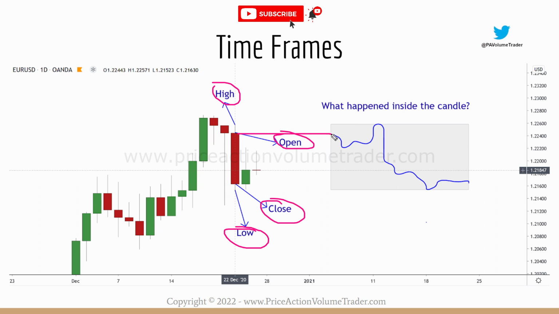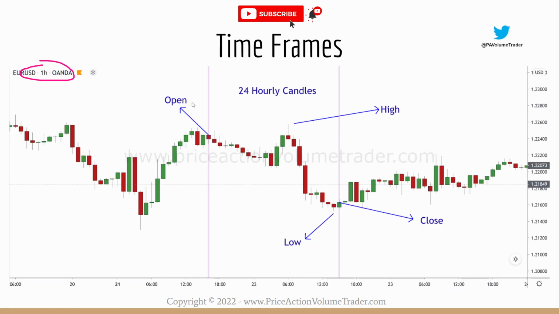You know, we opened at this level, probably we came down, we went up into the wick high, then we came down over here, we made the low right here, and then we probably just ranged, and then we finished up right here. Okay, so this is just an assumption. So the only way we can know what happened inside of this daily time frame is just to go on a lower time frame, and that's basically going to give us a breakdown of what happened inside.